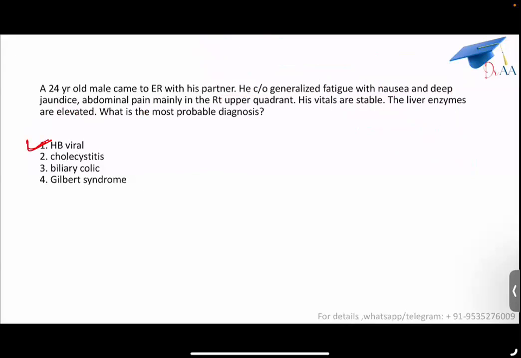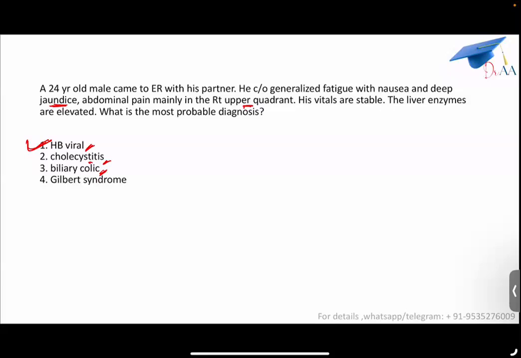Why not cholecystitis? Fever can be seen in cholecystitis also. Right upper quadrant pain can also be seen in cholecystitis, but we don't see jaundice in cholecystitis. We see jaundice in viral hepatitis. Both conjugated and unconjugated bilirubin levels will be high.